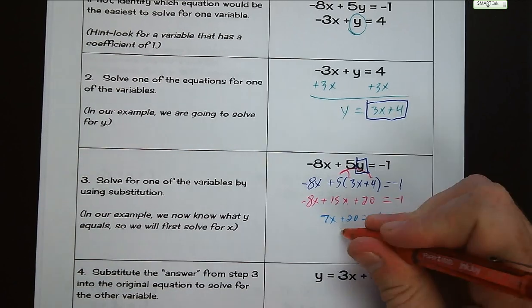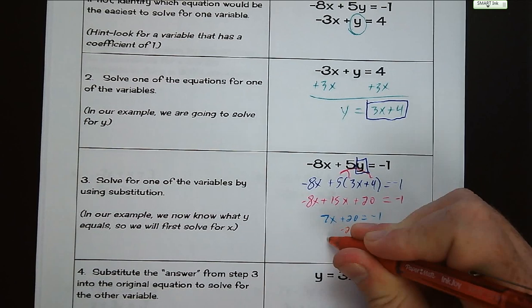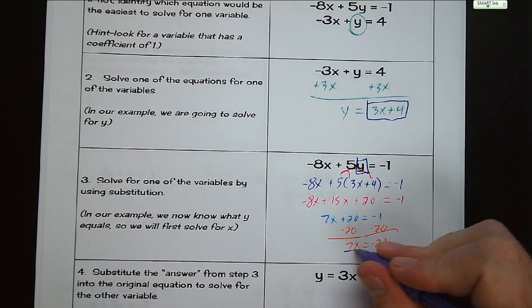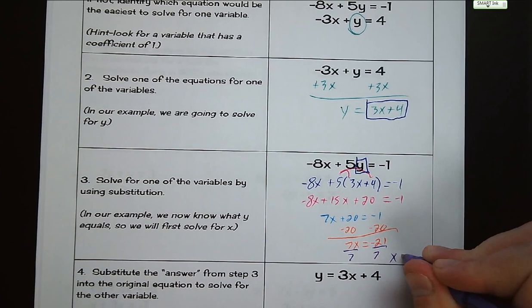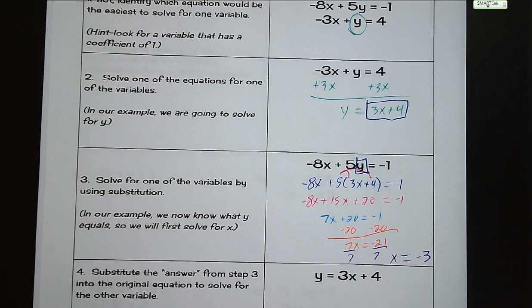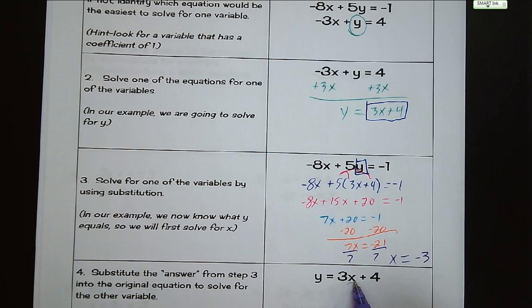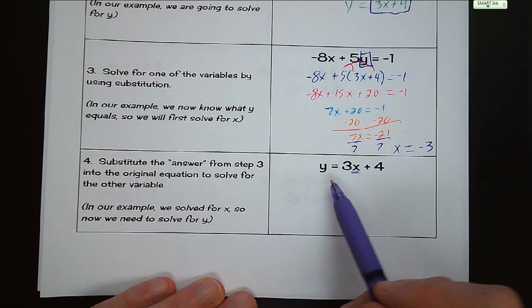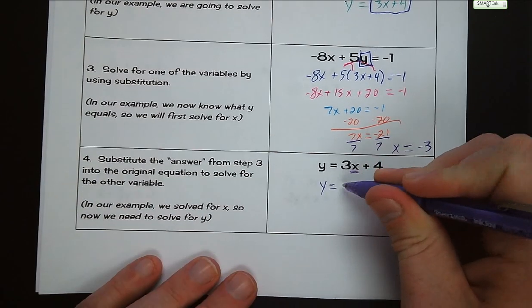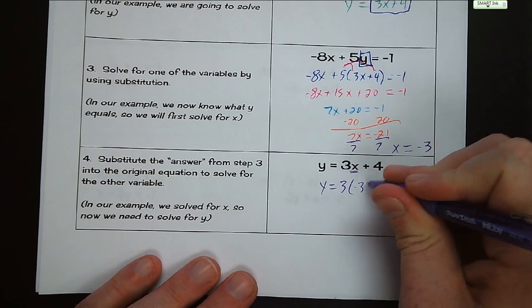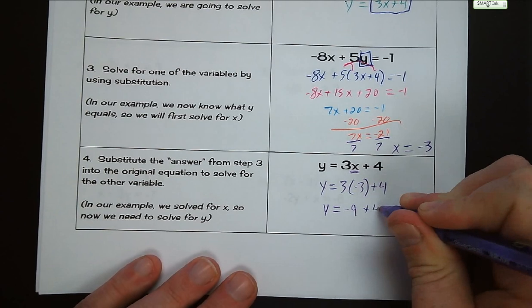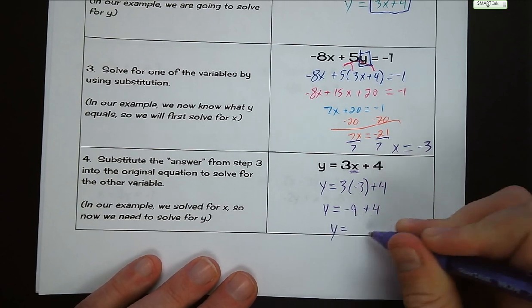Subtract 20 from both sides. 7x is equal to negative 21. Divide both sides by 7. x equals negative 3. So now we are going to substitute negative 3 in for x right there. So we're going to substitute our answer into our original. So y is equal to 3 times negative 3 plus 4. y is equal to negative 9 plus 4. So y is equal to negative 5.